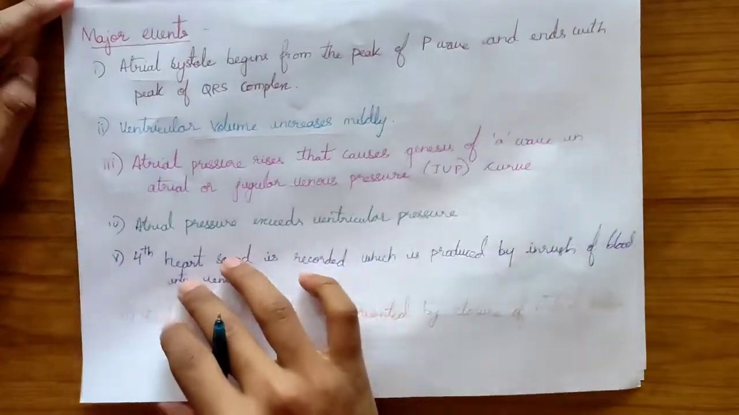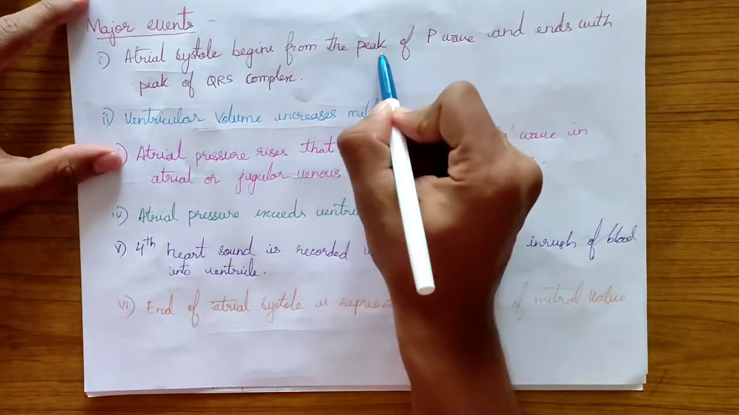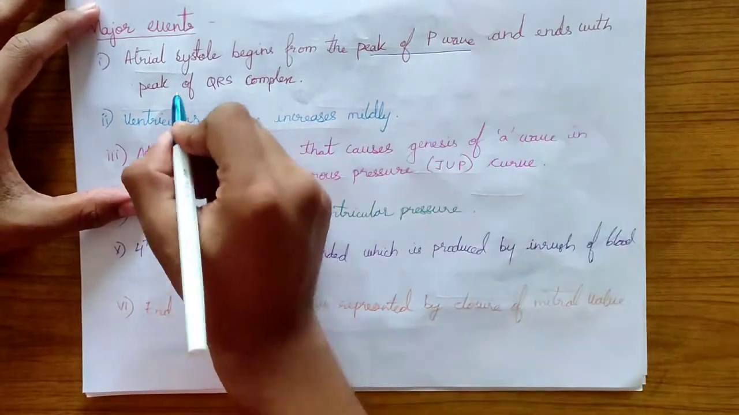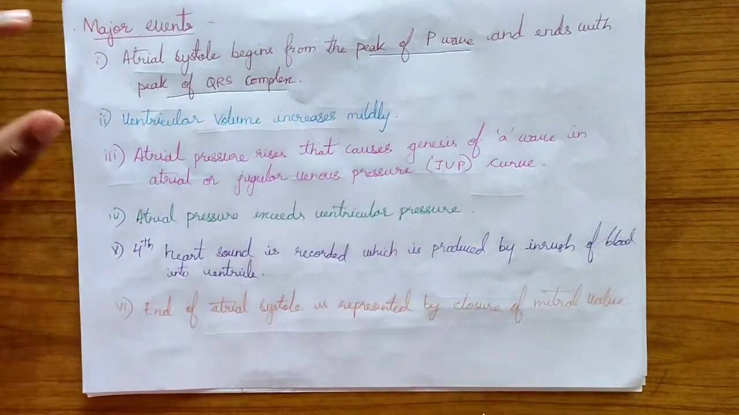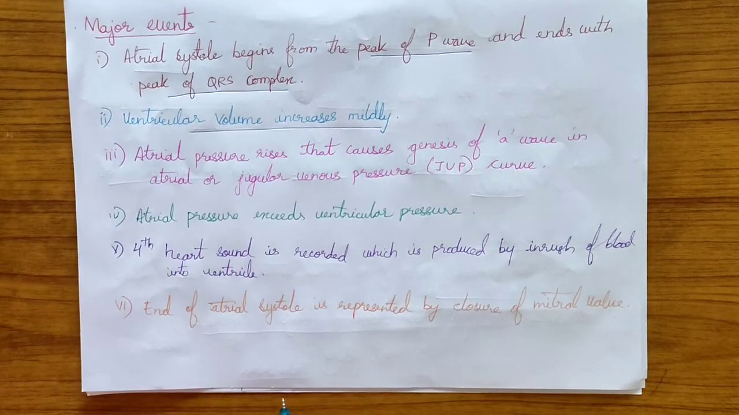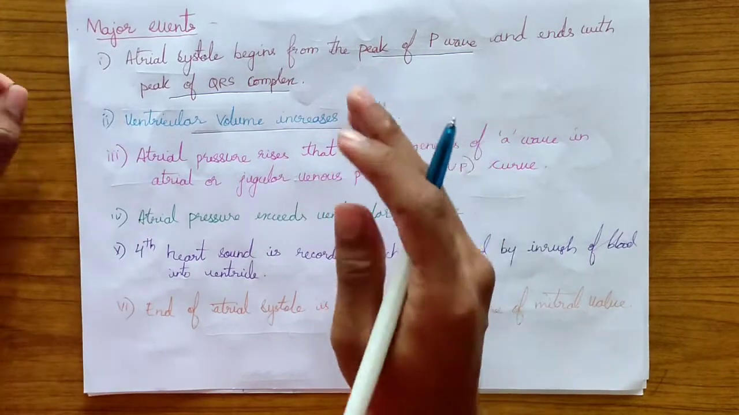So what are the major events which take place in the atrial systole? The atrial systole begins from the peak of the P wave, which we have studied in the ECG video, and it ends with the peak of the QRS complex. The ventricular volume increases mildly. So why does this increase? Due to the atrial systole, the blood comes from the atrium to the ventricle. Mildly, because only 20% of the filling occurs.